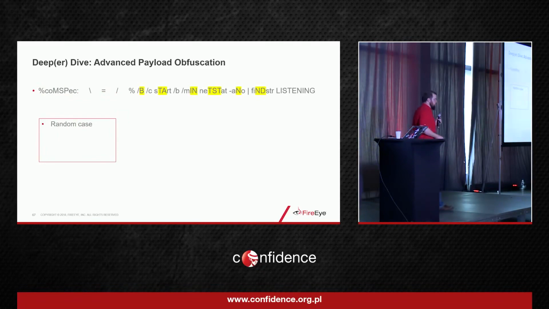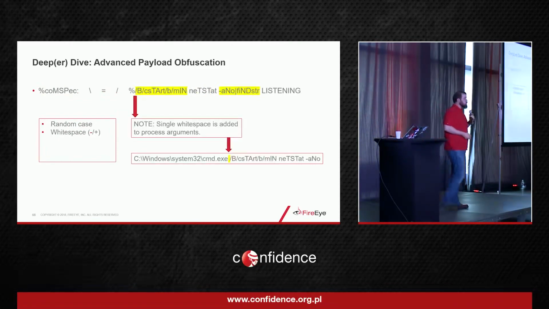So for the rest of the arguments, we can randomize the case. We can actually remove white space between almost any argument we see. So who's looking for, as a defender, space/b space? Because this will burn you right here.